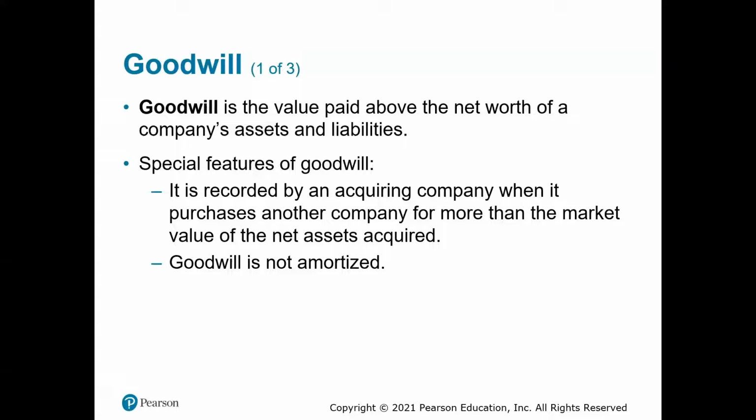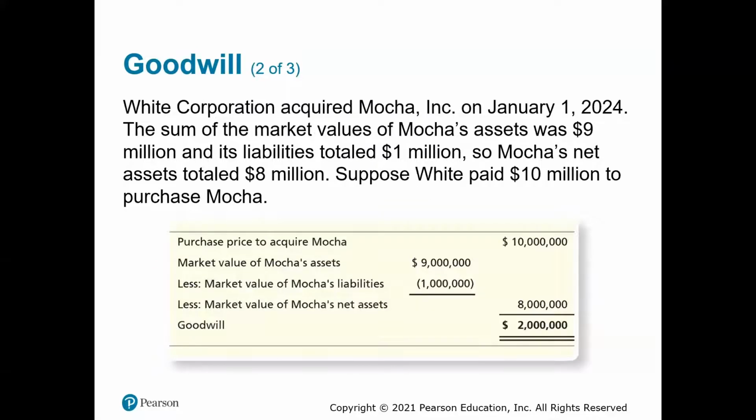So according to GAAP, goodwill is not amortized. Instead, the acquiring company measures the fair value of its acquired goodwill each year. Here in this example, White paid $2 million above the market value of Mocha's net assets. Therefore, that $2 million is considered goodwill.